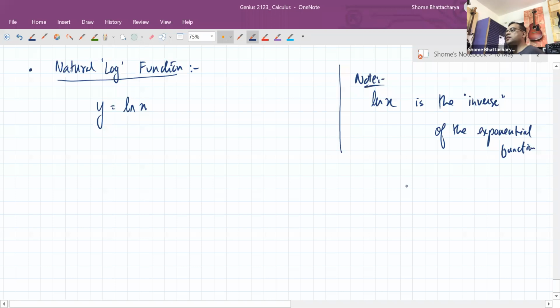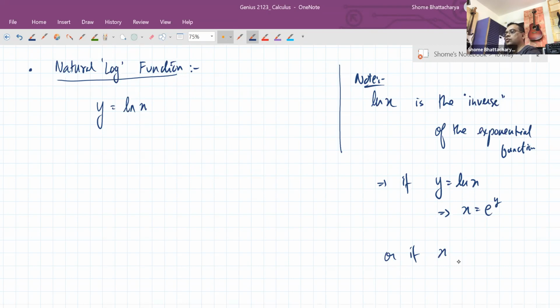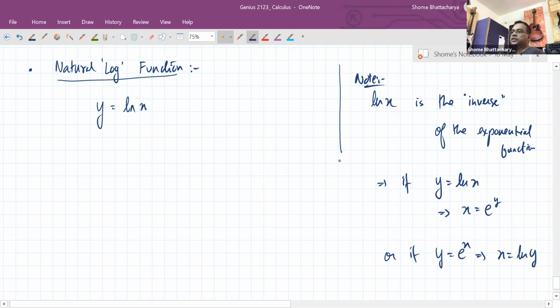It means that if y is equal to ln of x, it means that x is equal to e raised power y. So it's an inverse operation. Or if y is equal to e raised power x, it means that x is equal to ln y. That is the meaning of that. It's an inverse function. So as you know, this is log to the base e of x.